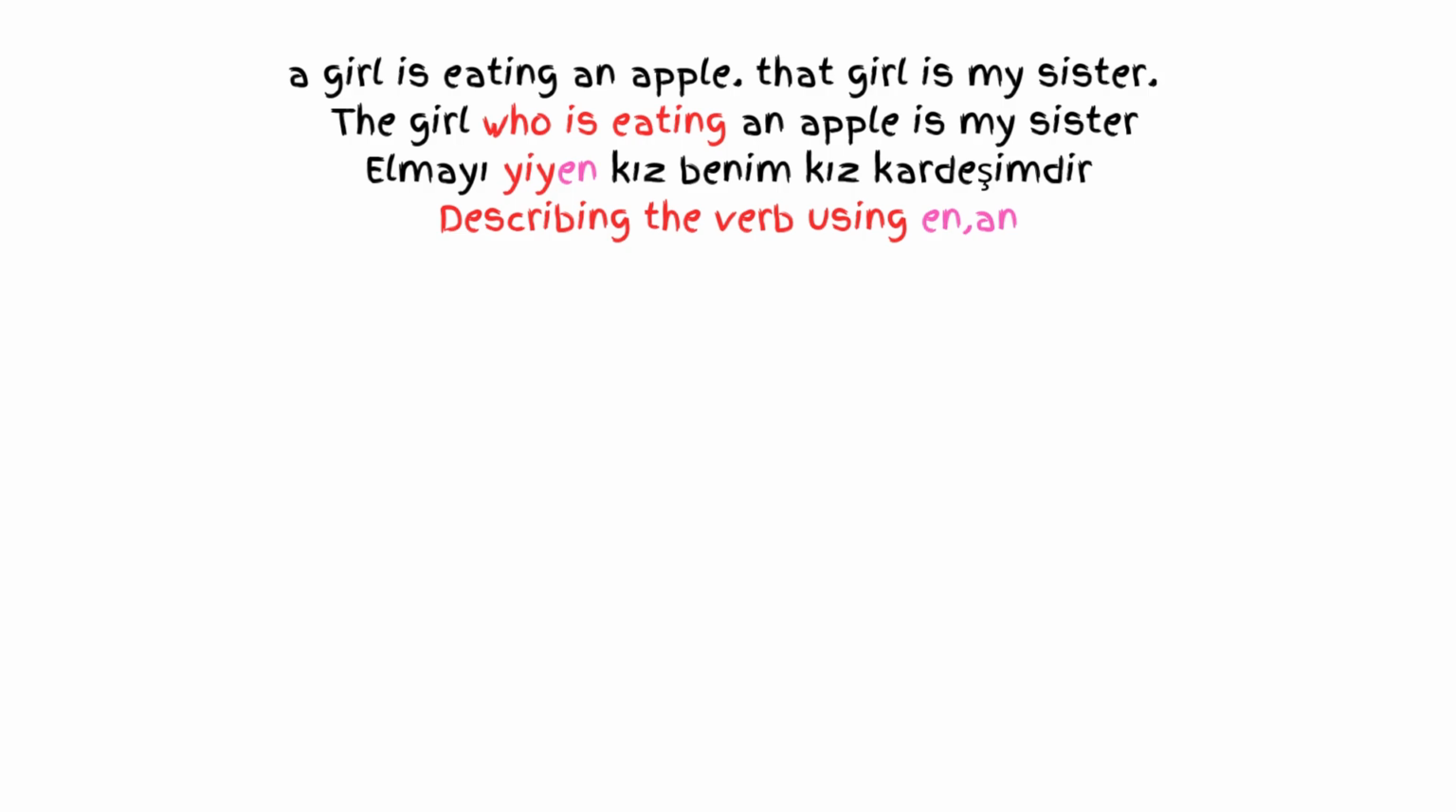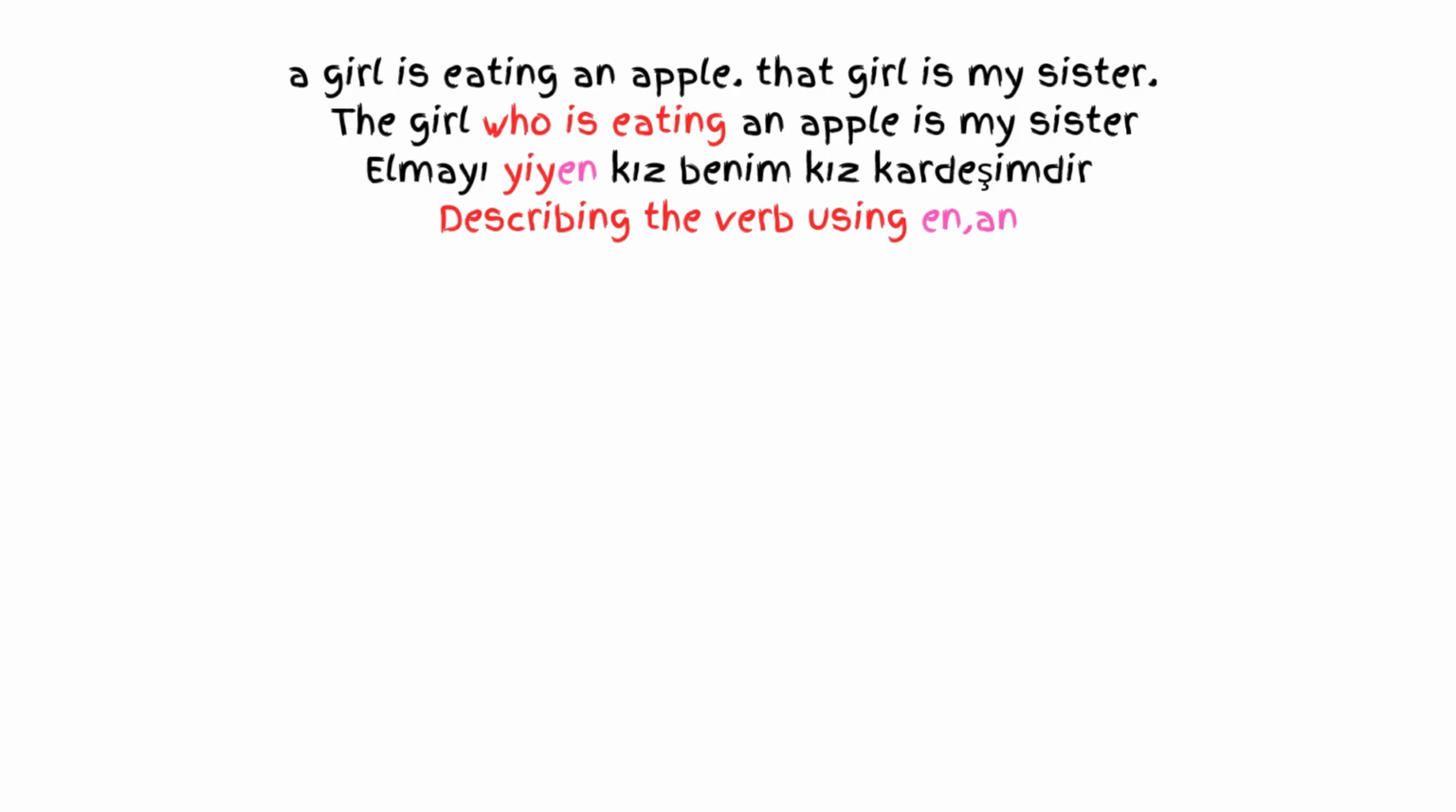To do that in Turkish, we're going to take the verb from the first sentence and add either an or en to the verb itself as a suffix. Then we're going to take the rest from the second sentence. Okay? Which means: elmayı yiyen kız benim kız kardeşimdir.